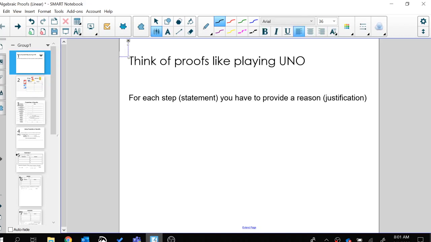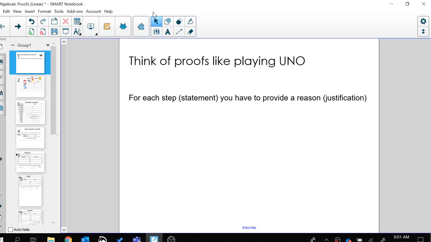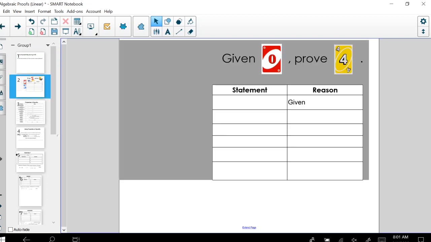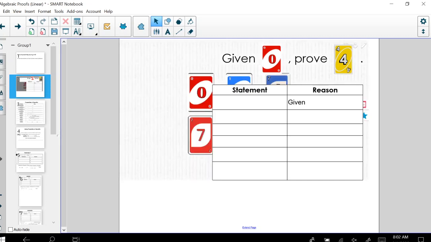All right, today we're looking at proofs, and we're going to start with algebraic proofs because algebra is something you guys are already familiar with. So when we look at proofs, we're thinking of kind of like playing Uno. For every step that we take or every card that you lay down in Uno, there has to be a reason or a justification. So in our game of Uno, it's going to take a second to load here. If we're given a red 0, how can we prove a yellow 4?